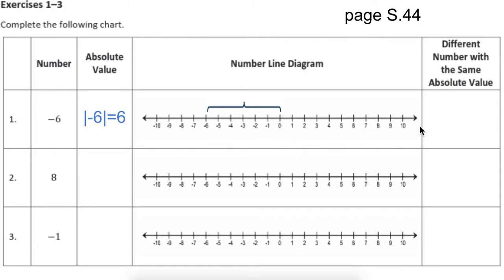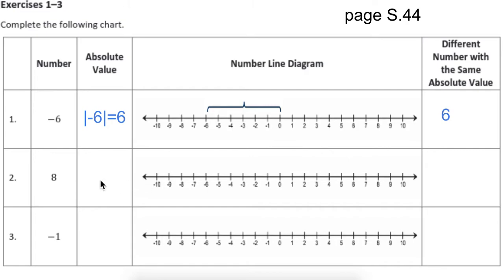Now, we need another number that has the same absolute value. So who can give me another number that has the same absolute value? No, we started with -6. It's not -6. We already know that -6 has the absolute value of 6. Who has another number that has the absolute value of 6? Oh, thank you. Okay, yes, it's 6. 6 has the same absolute value because the absolute value of 6 is 6, because it's 6 units from zero.